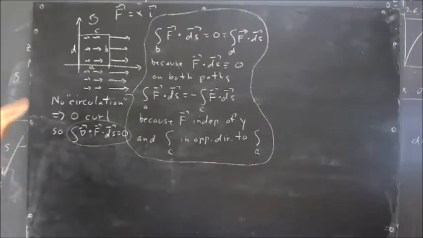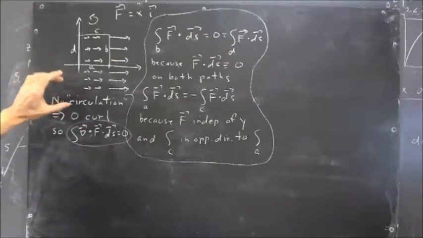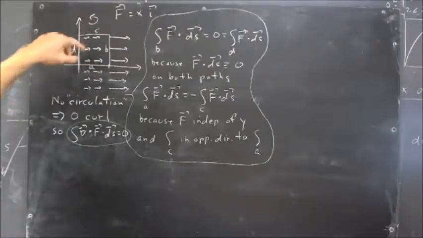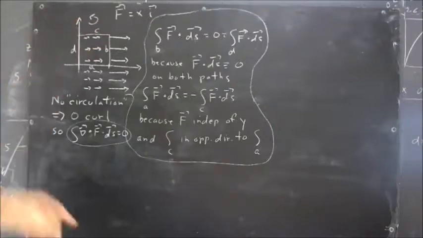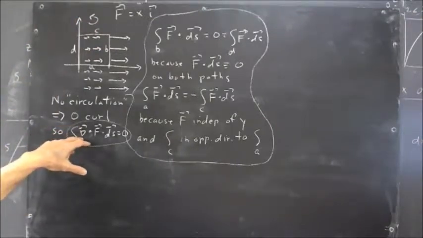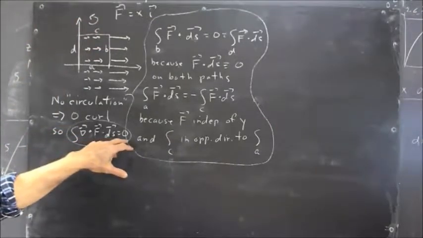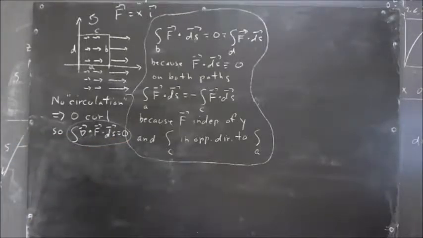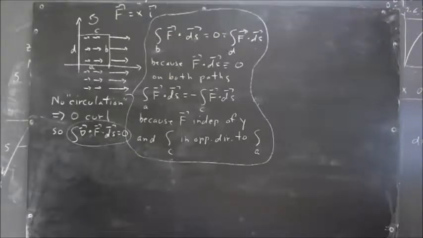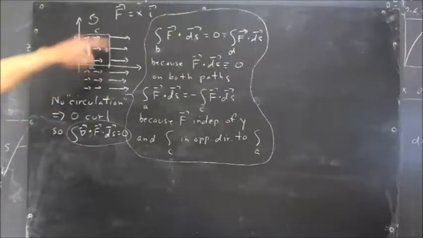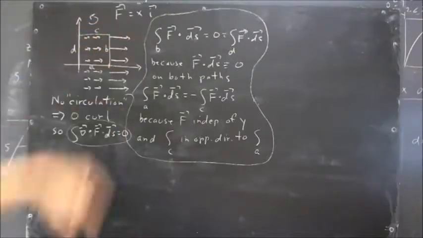If curl is thought of as circulation, no circulation implies no curl. We have no net curl around this square. And that implies that the integral of del cross f dot ds is zero for reasons that go fairly deep into multivariable calculus, vector calculus, but which you will probably, at least hopefully, see and understand when you get a little further into that course, if you happen to be taking that course. Whether or not you're taking that course, you can understand this idea of circulation, this idea of a vector field.